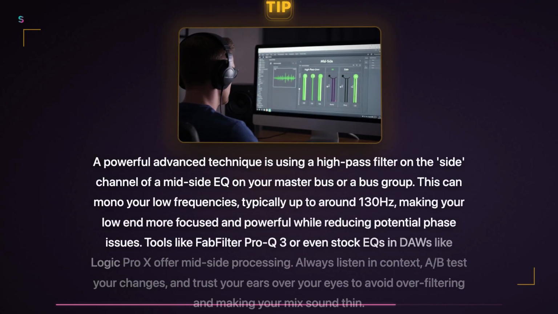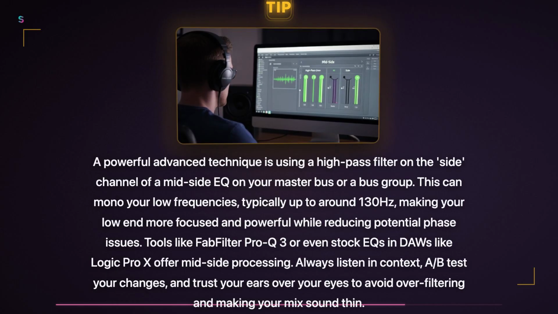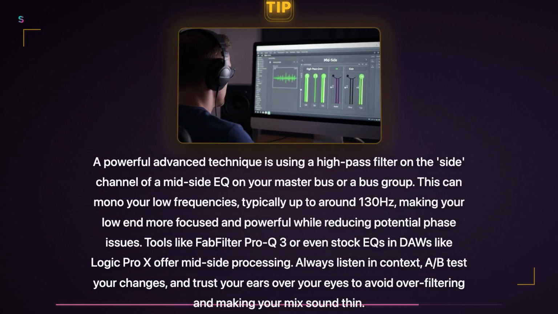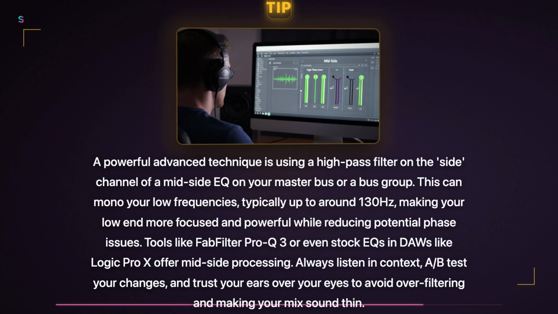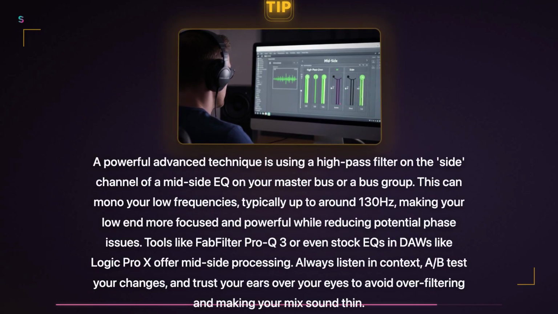A powerful advanced technique is using a high-pass filter on the side channel of a mid-side EQ on your master bus or a bus group. This can mono your low frequencies, typically up to around 130 Hz, making your low end more focused and powerful. Tools like FabFilter Pro-Q 3 or even stock EQs in DAWs like Logic Pro X offer mid-side processing.